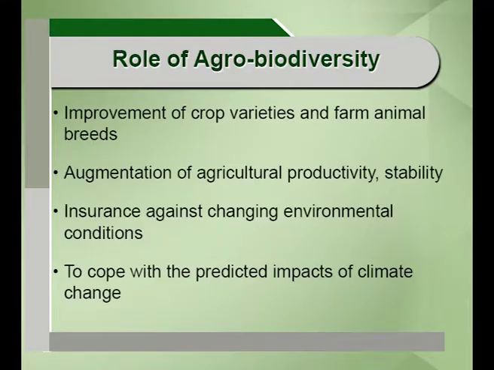The first and foremost role is for the improvement of crop varieties and farm animal breeds. Agrobiodiversity is used, and it is a very important thing, because if you see in our country itself, by using this agrobiodiversity, we have developed high yielding varieties. In case of crop plants, we have developed more than 3000 high yielding crop varieties. In case of horticulture crops, more than 500 high yielding crop varieties have been developed by using agrobiodiversity.